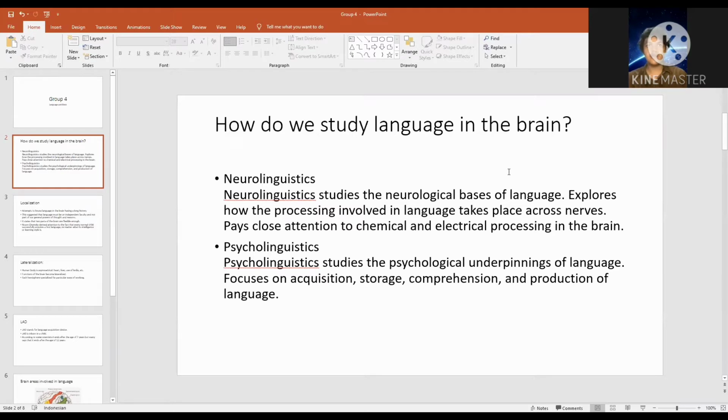First is neurolinguistics. Neurolinguistics studies the neurological basis of language. It explores how the processing involved in language takes place across nerves, and pays close attention to chemical and electrical processing in the brain. Psycholinguistics studies the psychological underpinnings of language. It focuses on the acquisition, storage, comprehension, and production of language.